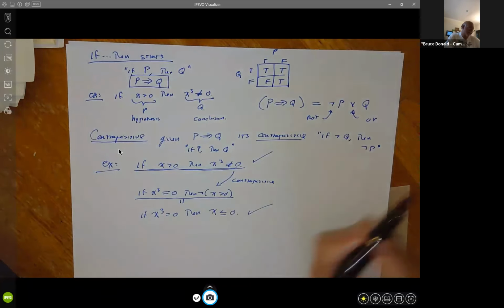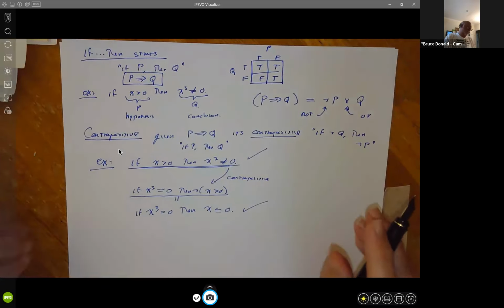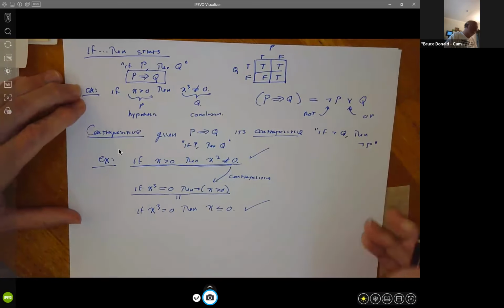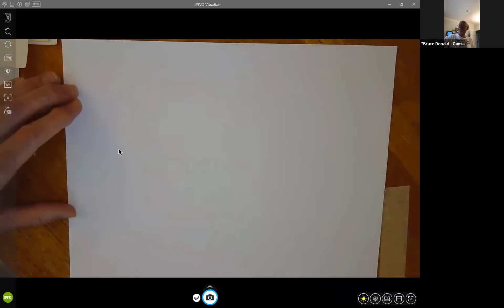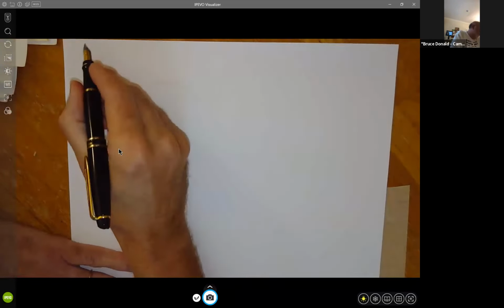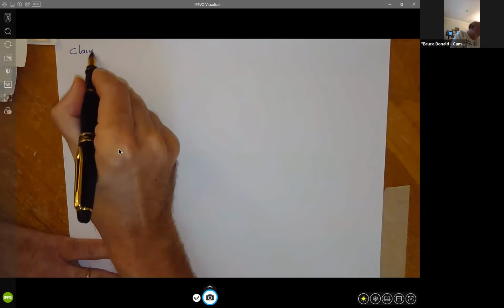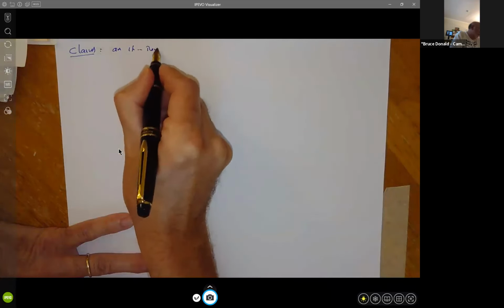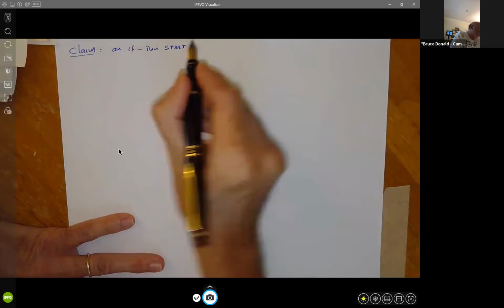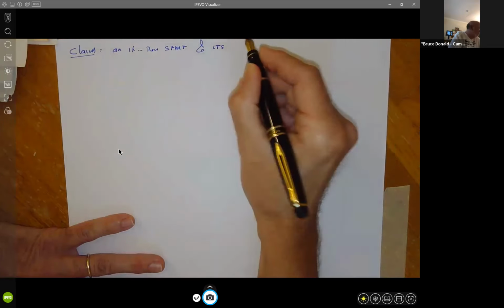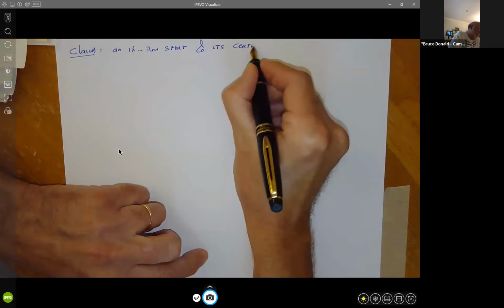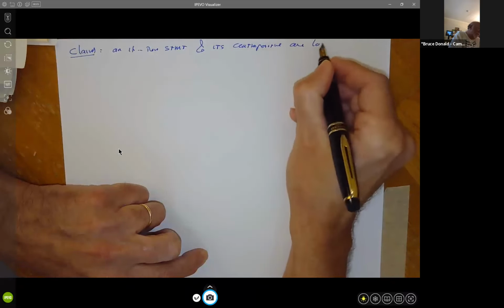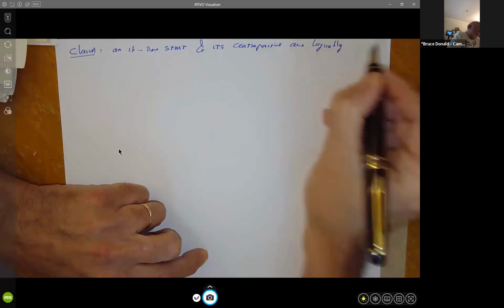So in this particular case, we have one example that suggests this might be a general rule. So when we have a statement, its contrapositive always follows from it. So let's write that down as a claim instead. So we have a claim: an if-then statement and its contrapositive are logically equivalent.